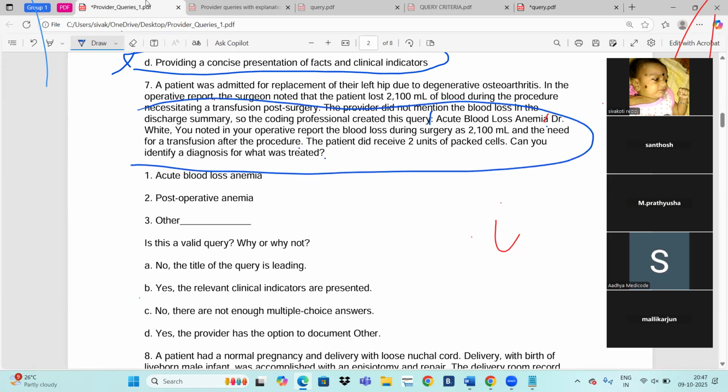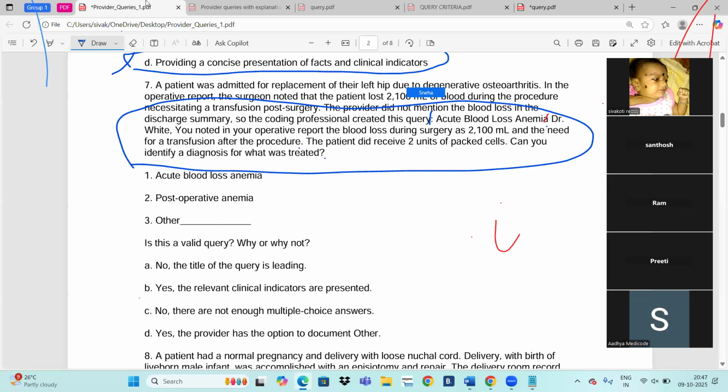Was it yes or no format, compliant format or non-compliant format, or open-ended format also? Open-ended. In the options we have open-ended. Was it leading or non-leading? There is no option, so how will it be yes or no? It is an MCQ query, so it was directly leading, right? Leading, non-compliant. It was a leading query, no?